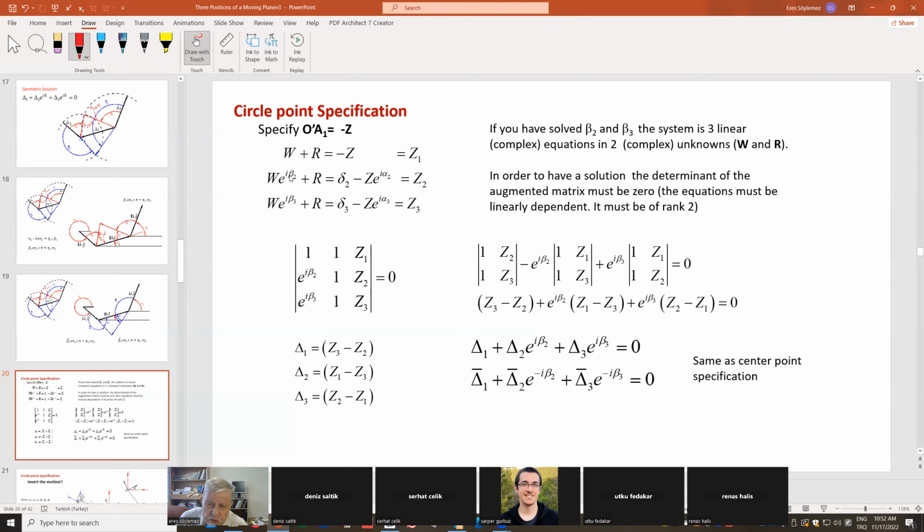So in order to have a solution, the determinant of the augmented matrix must be equal to 0. This matrix must be equal to 0. This time I know Z1, Z2, Z3. I know delta 2, alpha 2, delta 3, alpha 3. I have this complex equation. Can you see that? Again, if I expand it, I end up with very similar equations as before. And the solution is the same.